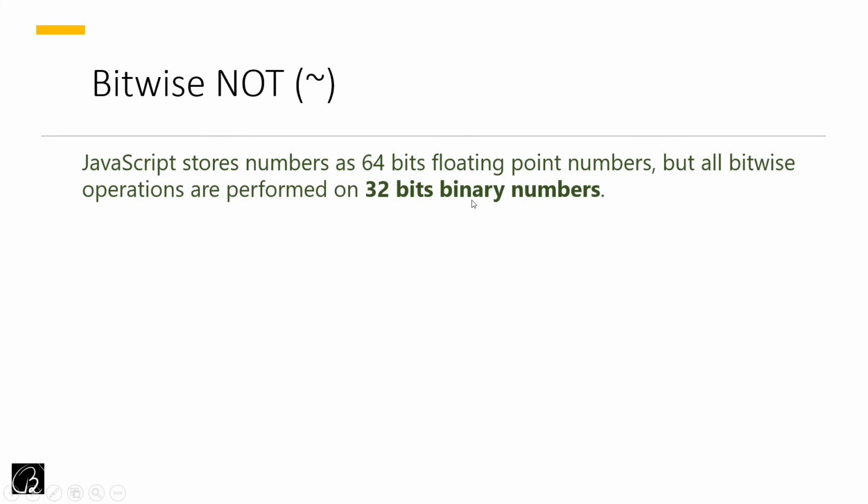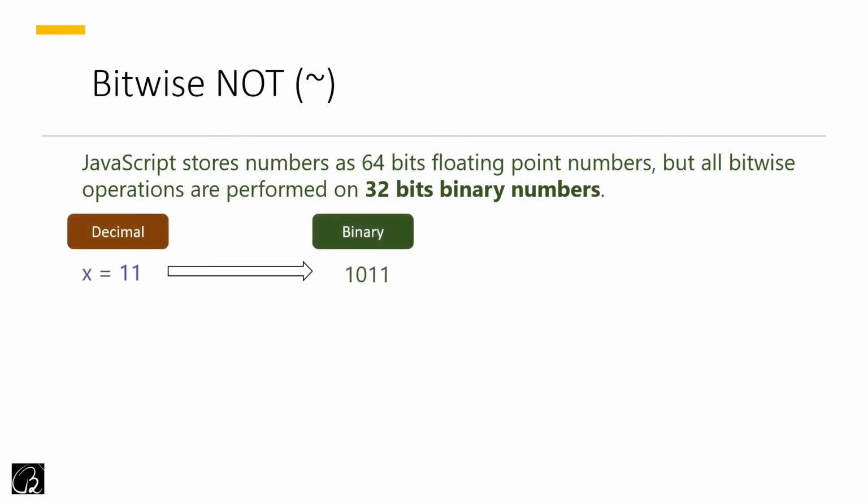So according to that, if I try to convert 11 into binary form, it will not be only 1011. The actual form would be something like this. We will be having total 32 bits, right? So only 4 bits we are showing.